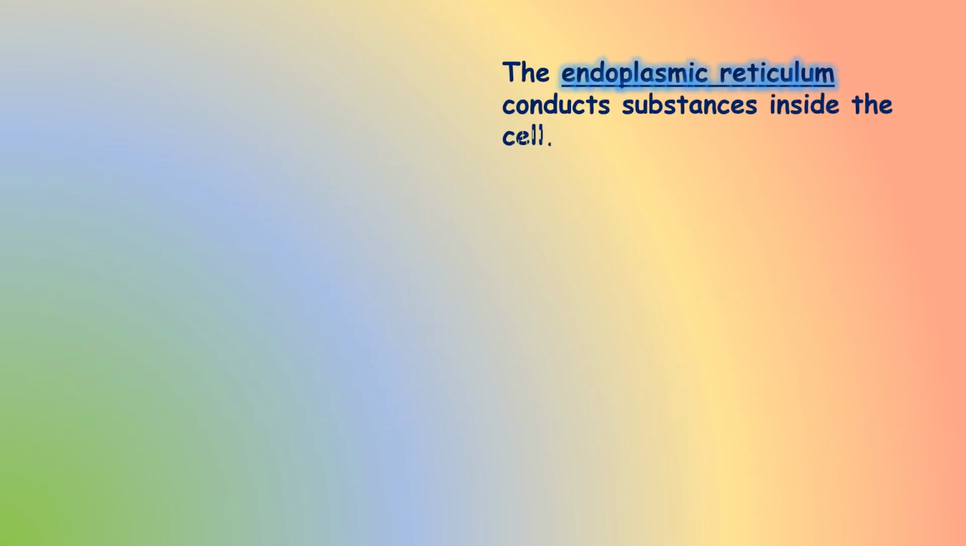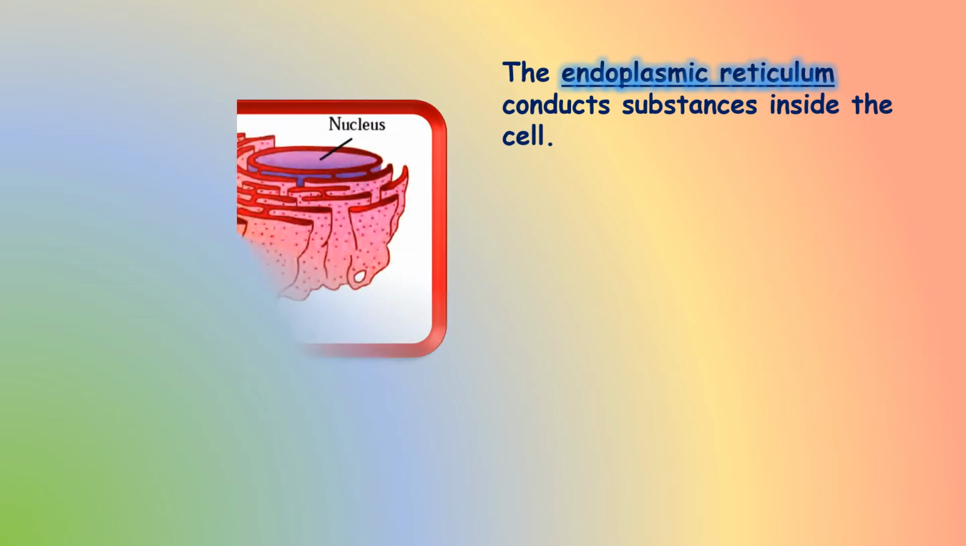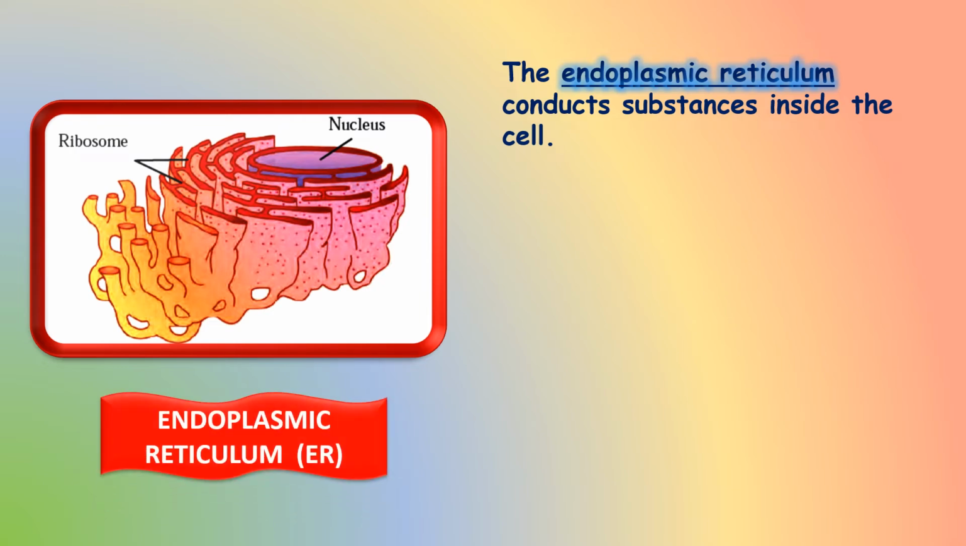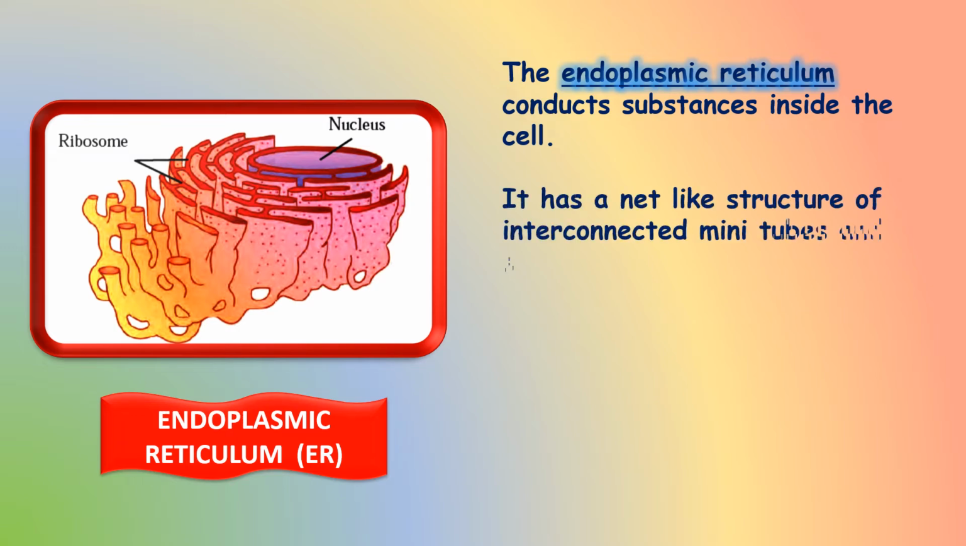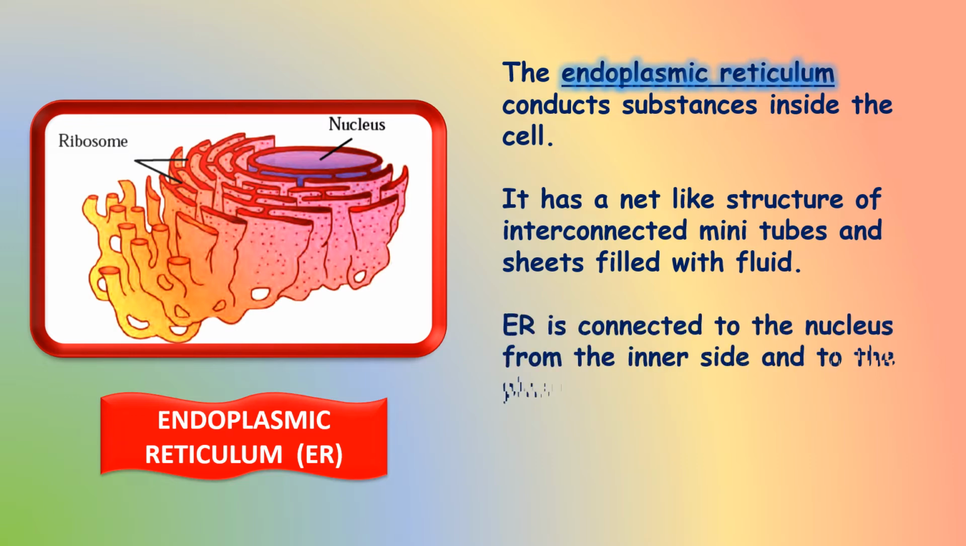Next is the endoplasmic reticulum. This conducts substances inside the cell. Okay, so this is the structure. Here you see the nucleus, and starting from the nucleus is the endoplasmic reticulum. It has a net-like structure and is made up of interconnected small tubes, mini tubes, and sheets filled with some fluid. Okay. Now, ER or endoplasmic reticulum is connected to the nucleus from the inner side of the cell, and it moves on towards the plasma membrane, that is towards the outer part of the cell.